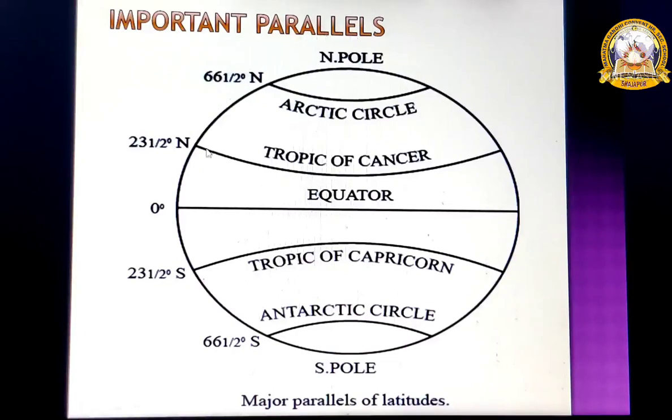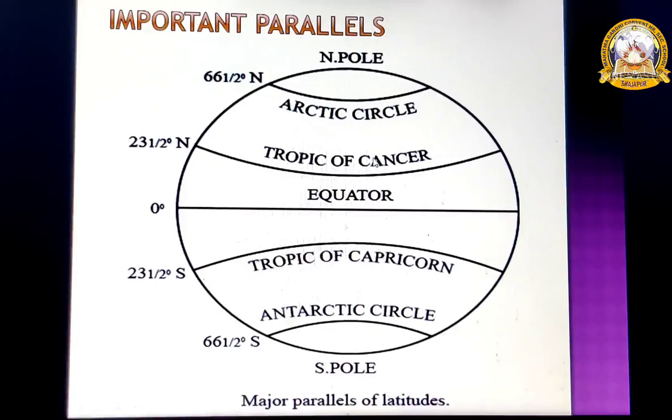So please learn this diagram of important parallels. It is very important. How do we learn this diagram? Make one circle, divide the circle into two equal halves by the equator, 0 degree. Then Tropic of Cancer 23.5 degrees north, Arctic Circle 66.5 degrees north. Then Tropic of Capricorn 23.5 degrees south, then Antarctic Circle 66.5 degrees south, then North Pole and South Pole. Okay, these are the important parallels.